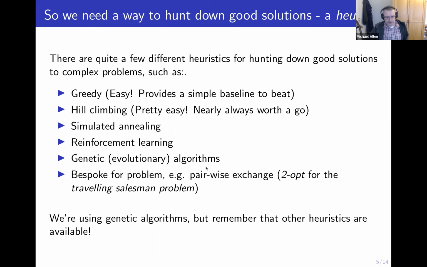I'll talk about genetic algorithms, not the actual basis of genetic algorithms. I'm assuming that Elliot sort of covered the basics, and then you get sort of bespoke heuristics for particular problems.